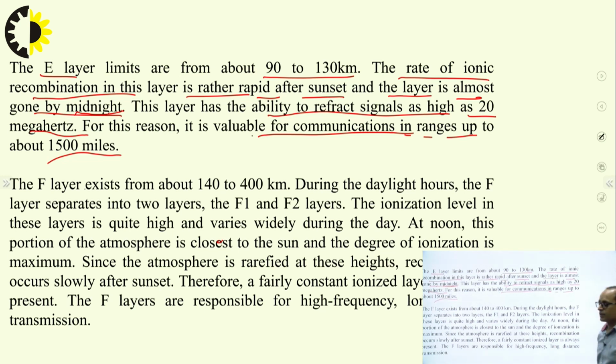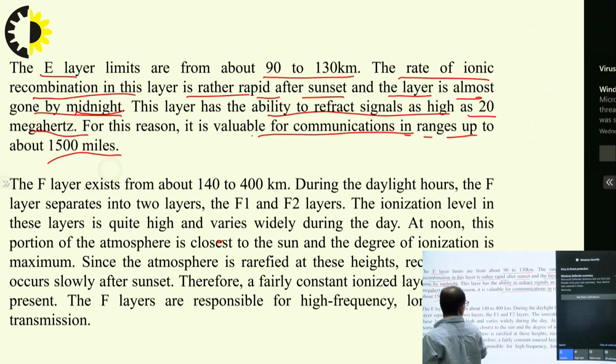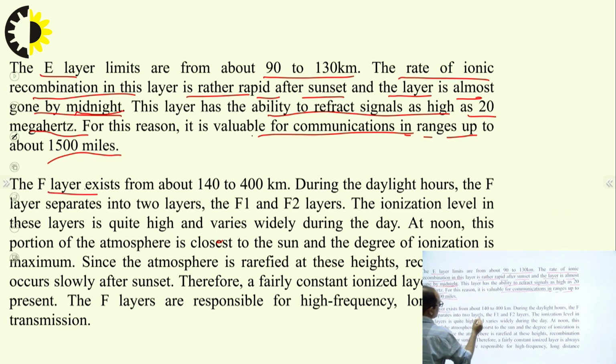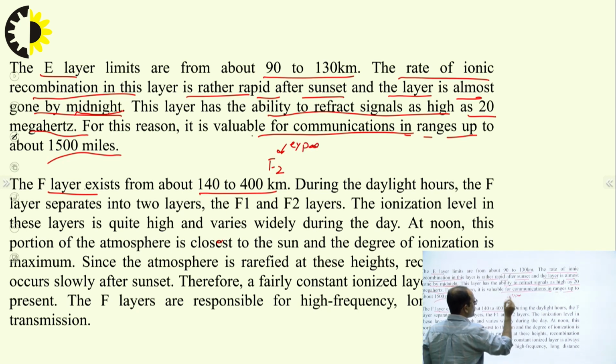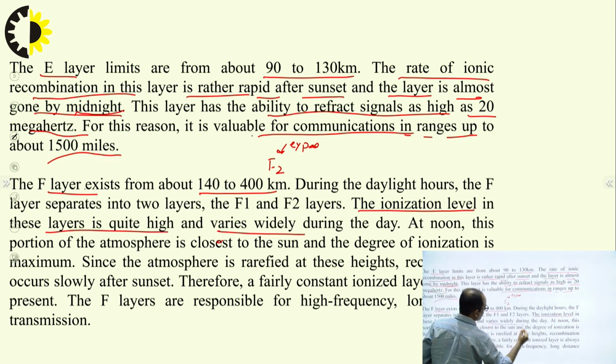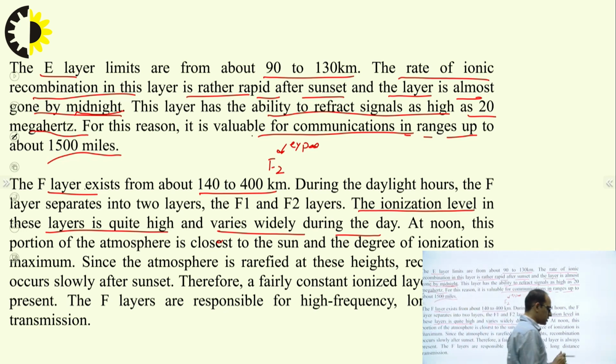So next one is the F layer. This F layer ranges from 140 to 400 kilometers, and the F2 layer is mainly exposed to what? Sun. So maximum ionization takes place in the F2 layer and then the F1 layer. So the ionization level in this layer is very high and varies widely during the day, since this layer is generally close to the sun.